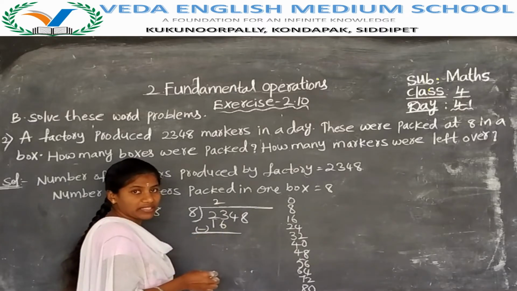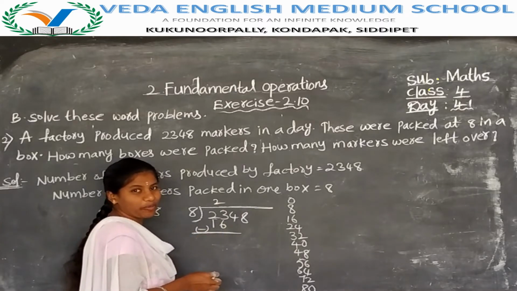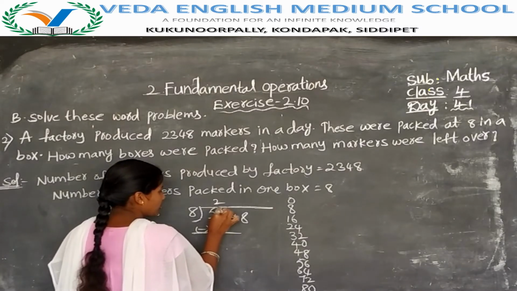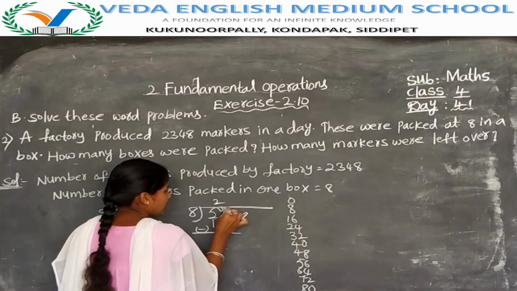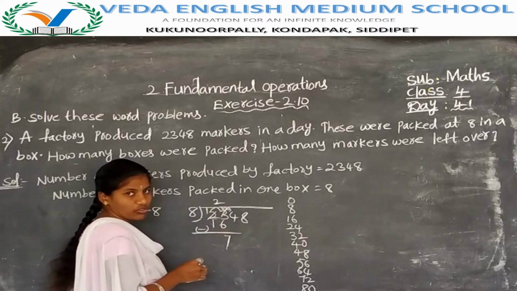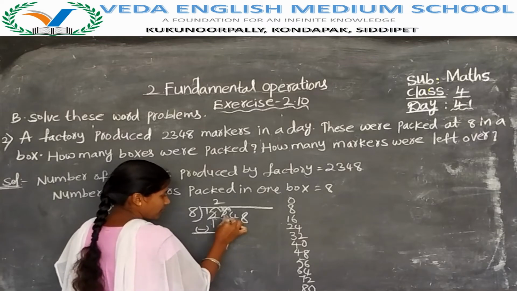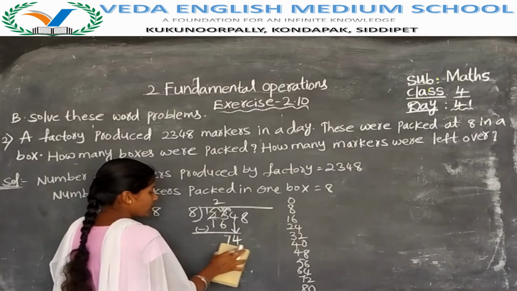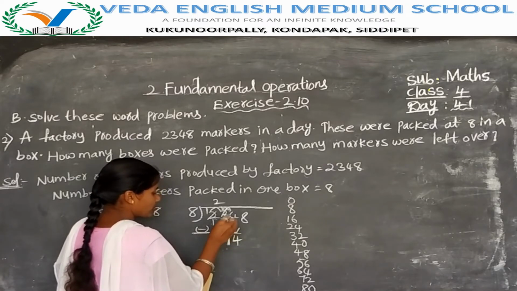Now, is 3 minus 6 possible? No, it is not possible. If 3 minus 6 is not possible, then we have to borrow. If you take the bar, it becomes 13. 13 minus 6 is 7. 2 becomes 1. 1 minus 1 is 0, no need to write. Then after 3, the next number is 4. Now bring down that 4. After bringing down that 4, this number will become 74.